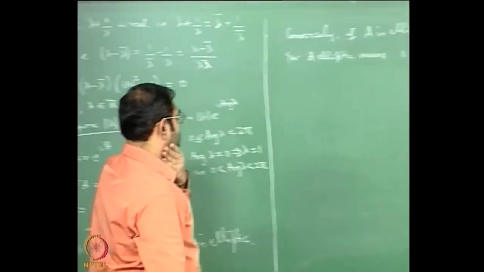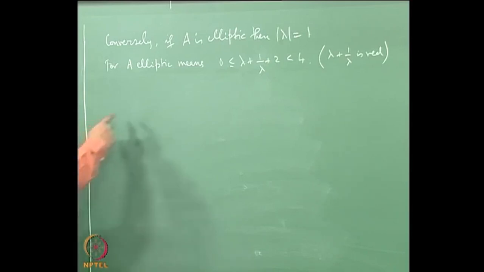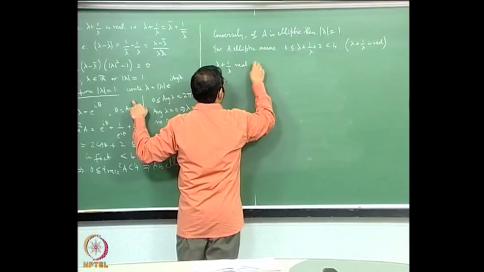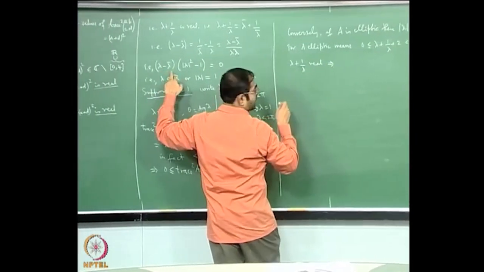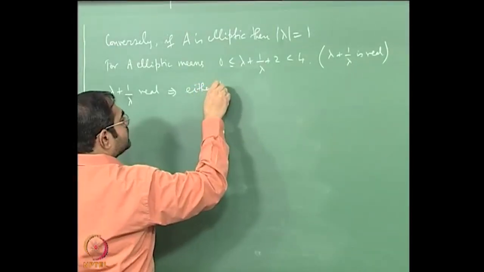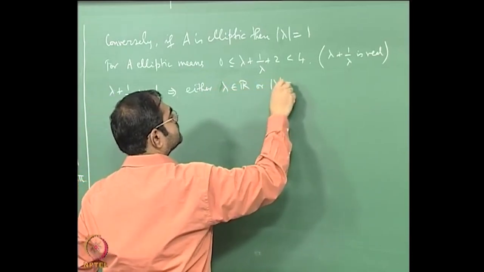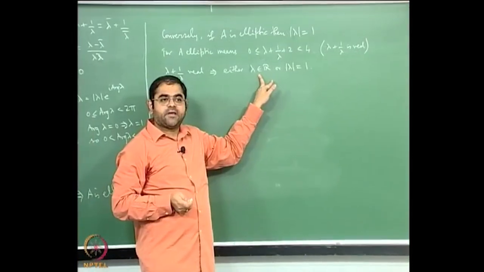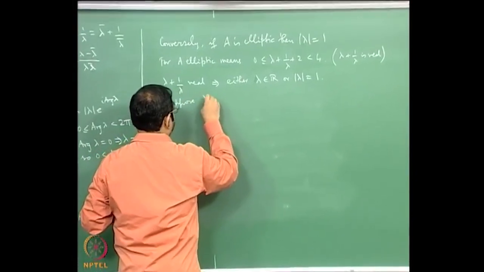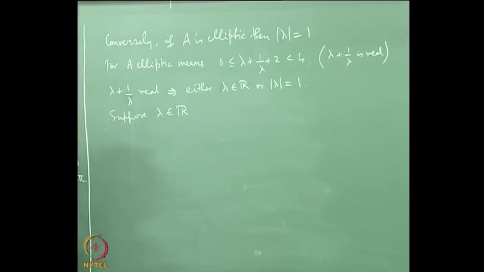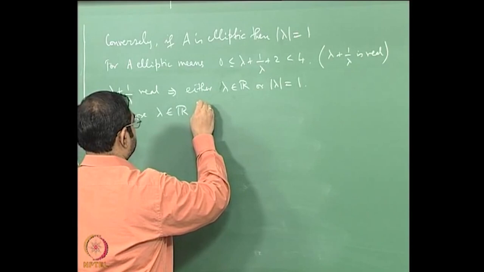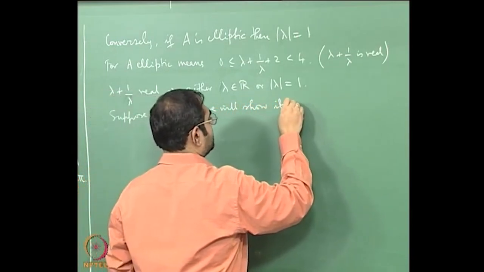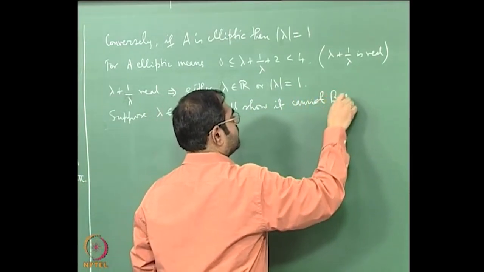And how does one show that? I think it is quite obvious. So you know what will happen, lambda plus 1 by lambda real would mean that either lambda is equal to lambda bar or mod lambda is 1. Okay. Of course, we are trying to prove mod lambda is 1. So what we'll have to do is exclude the case when lambda is real. Suppose lambda is real. So this is the case you have to study. Alright. So we will show it cannot happen.